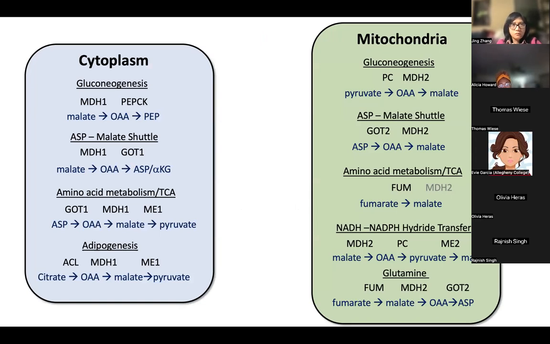To really bring this home, let's look at what MDH1 is doing in each of these pathways. In gluconeogenesis, in the cytosol, MDH is going from malate to oxaloacetate, potentially interacting with PEPCK during the malate shuttle. Same direction, but it would preferably interact with glutamate oxaloacetate transaminase to support that pathway. In amino acid metabolism and with the TCA intermediates, we have the reverse, MDH interacting with GOT1 in reverse to then make pyruvate through malic enzyme. And in adipogenesis, ATP citrate lyase, MDH1, and malic enzyme produce pyruvate.